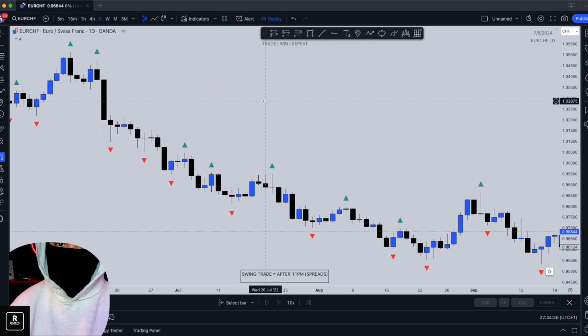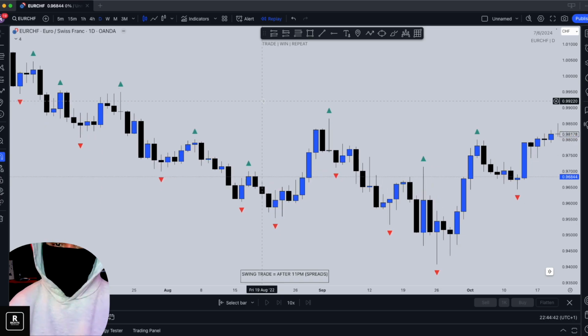So this is TradingView. What I'm actually going to do is switch over to FX Replay so that I can show you using a backtesting software tool, where it can just show you proper statistics across the whole board. So I'm going to switch over now.